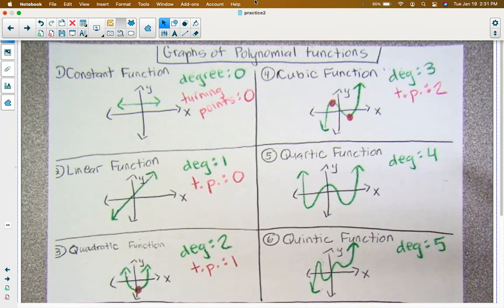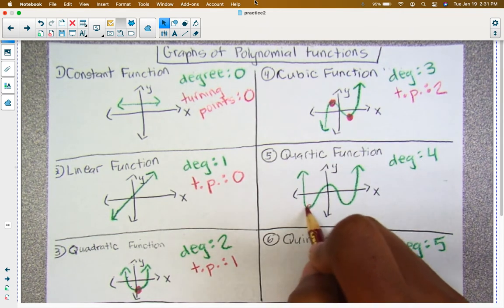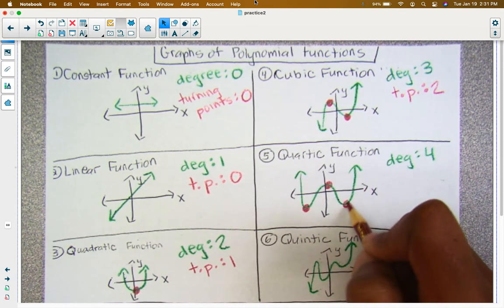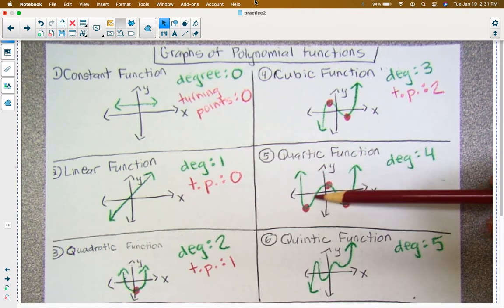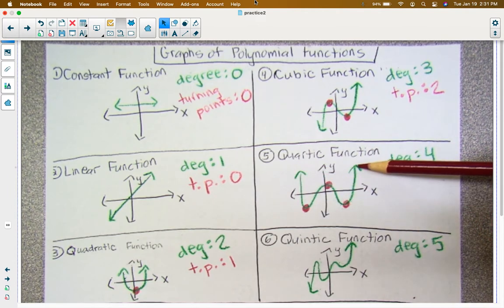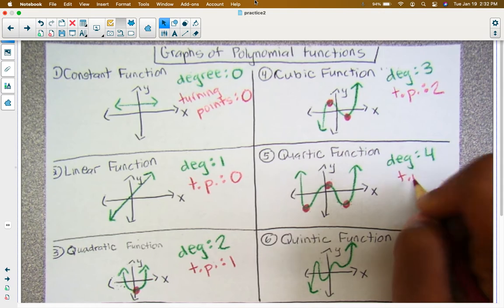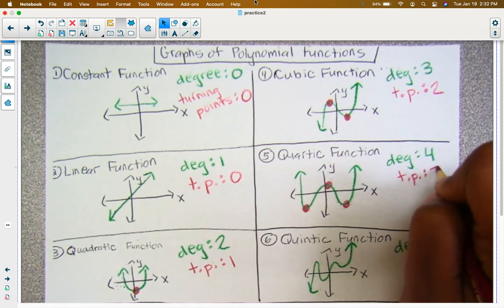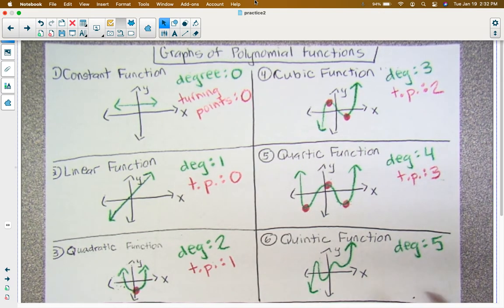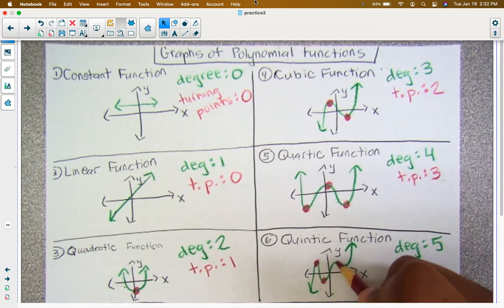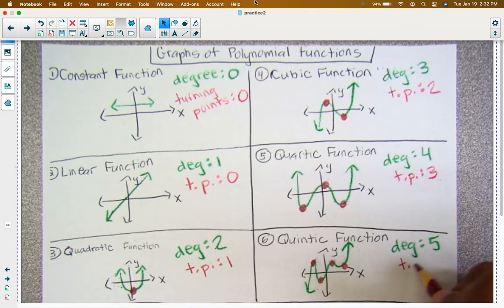Number 5 is a quartic function. I see it changes directions here, here, and here. So it's going down, up, down, up. So there are 3 different turning points here. And for number 6, a quintic function, you guessed it, it changes here, here, here, and here. So there are 4 turning points.